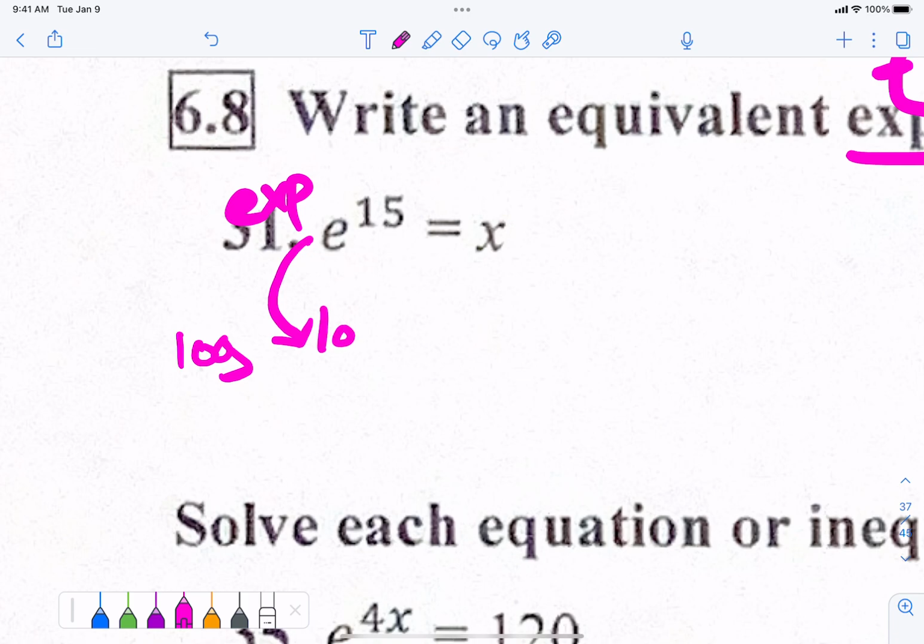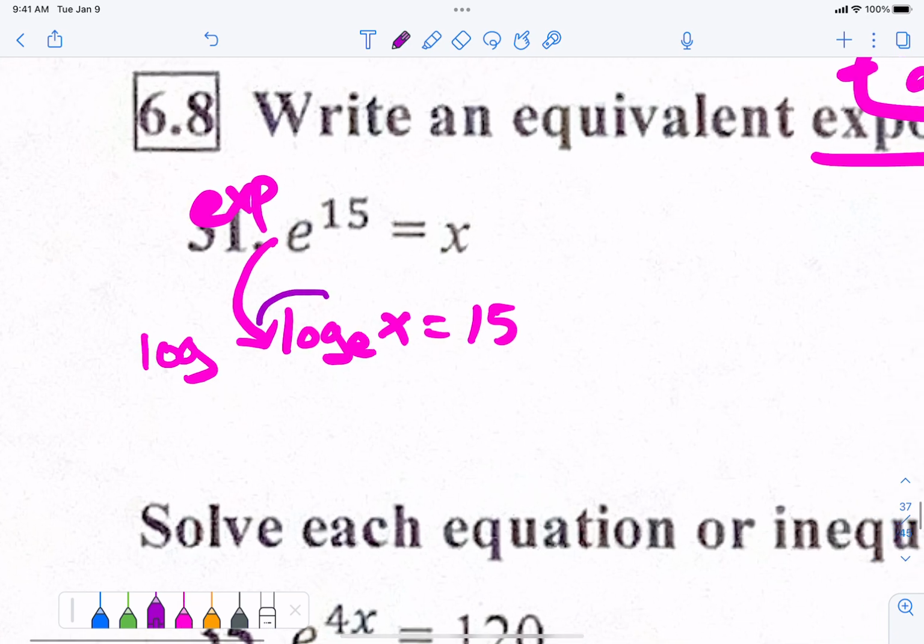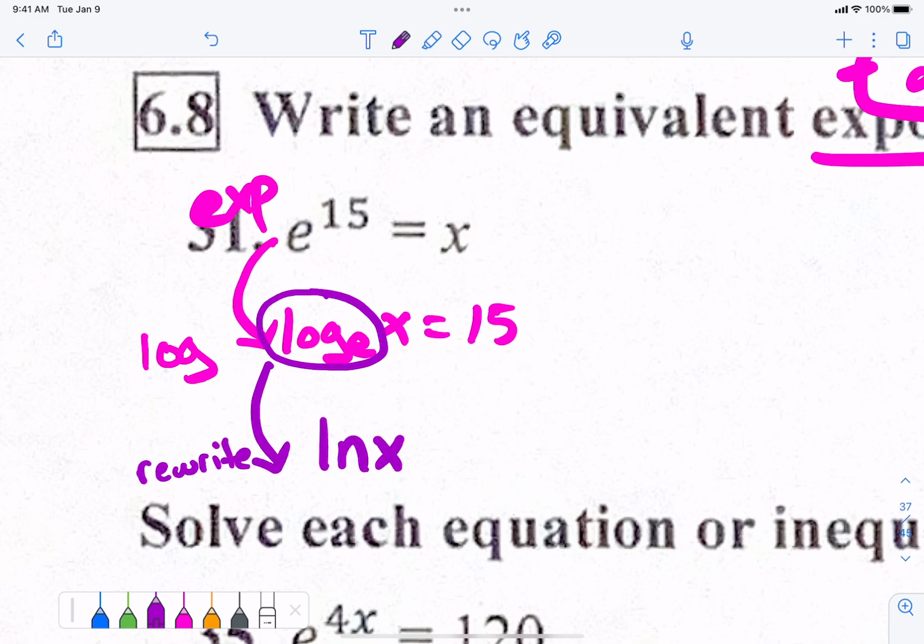Now, what's the base of the log going to be? Log base e of 15 equals x, right? Your base stays the same number. E stays the same number, but your other two numbers switch. But the only problem is I don't like to leave log e like that. I want to rewrite it as ln, so this will say ln of 15 equals x, and that's a lot cleaner.